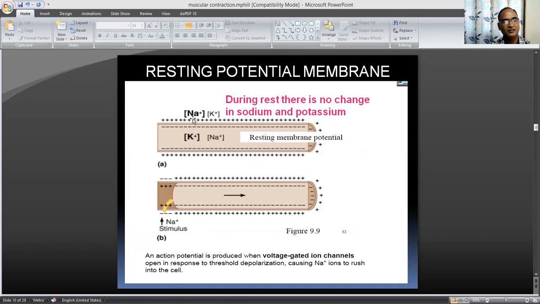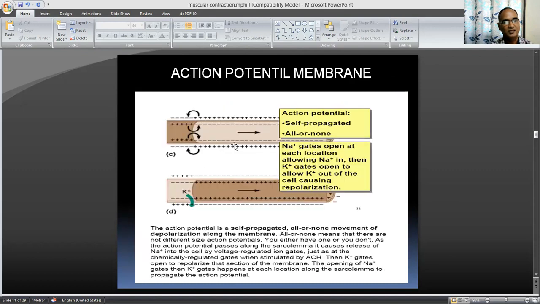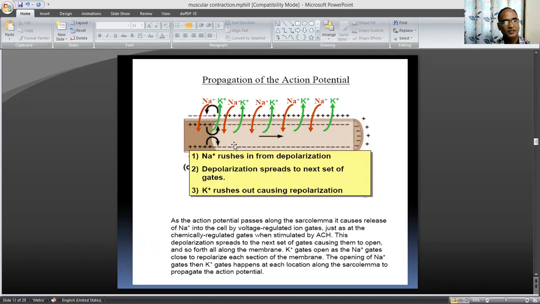During neural impulses, the impulse travels along the sarcolemma. How does it travel? Potassium is always present inside the cell, and sodium is present outside during rest. In the next stage, sodium rushes inside and immediately potassium rushes outside, so the sodium and potassium cross each other, one coming out and the other going in.